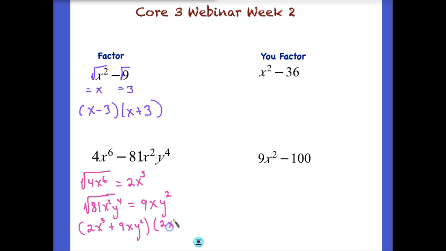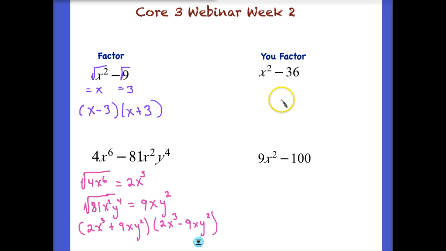So 2x to the 3rd minus 9x y squared. So it's a very quick and easy way to factor into our two factors. I gave you kind of a complicated one here so you can see that as long as they're perfect squares, you can factor it.